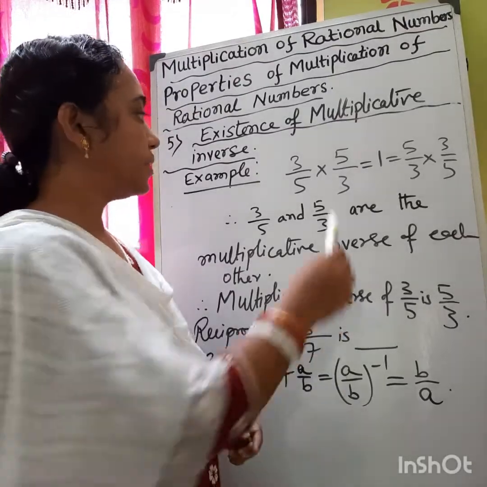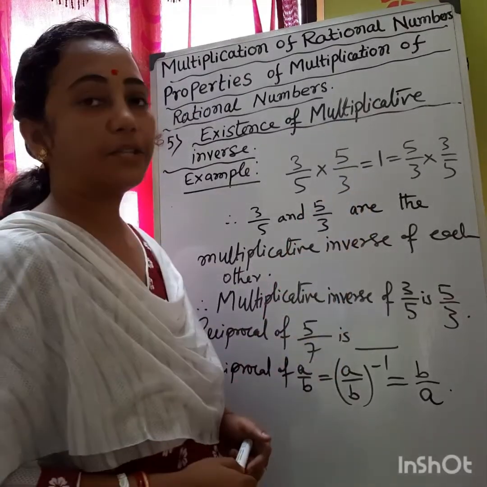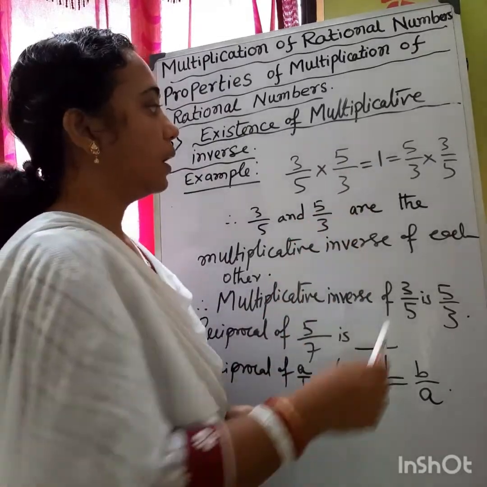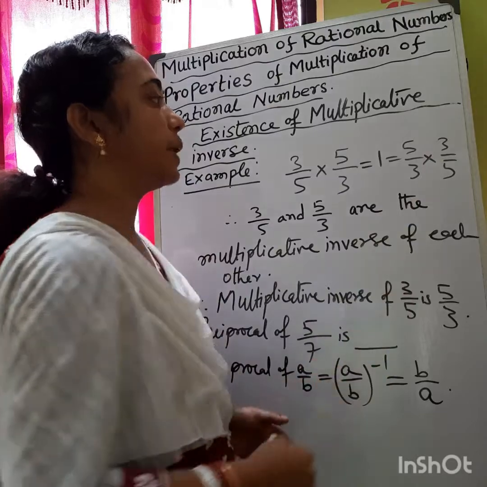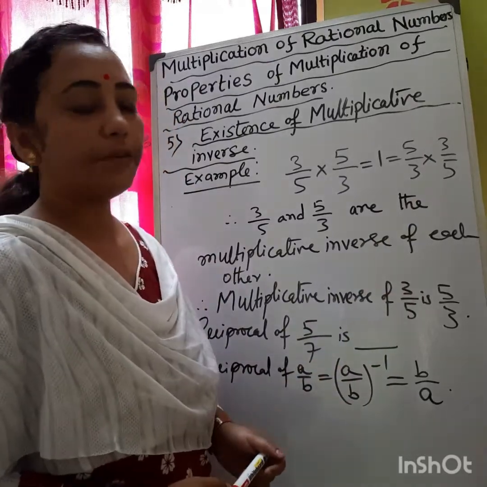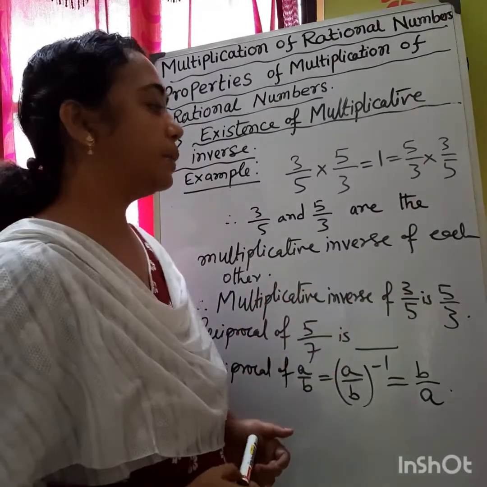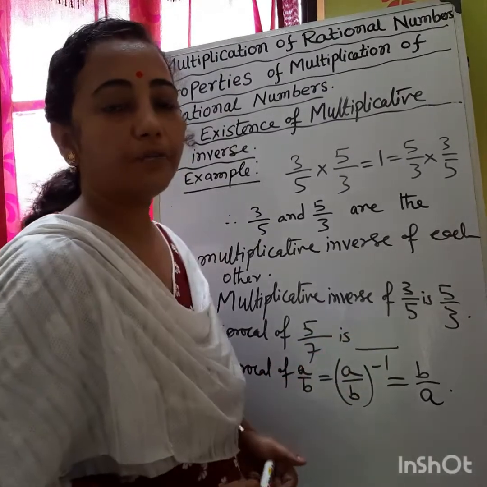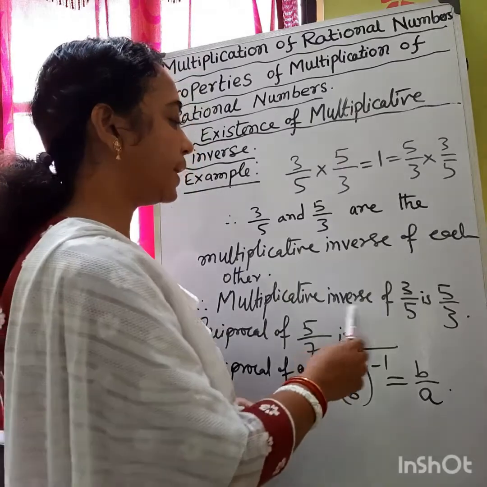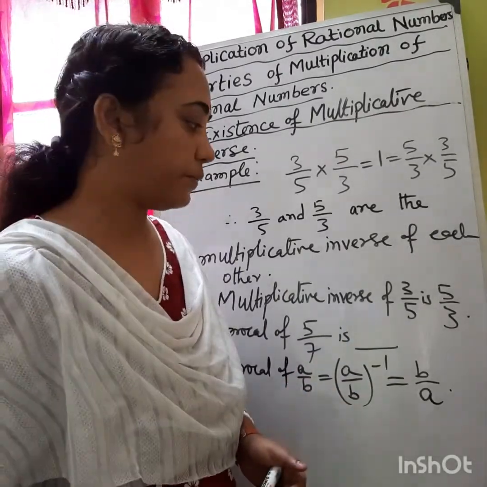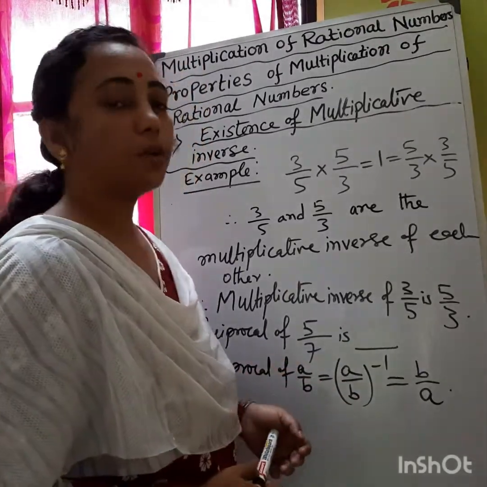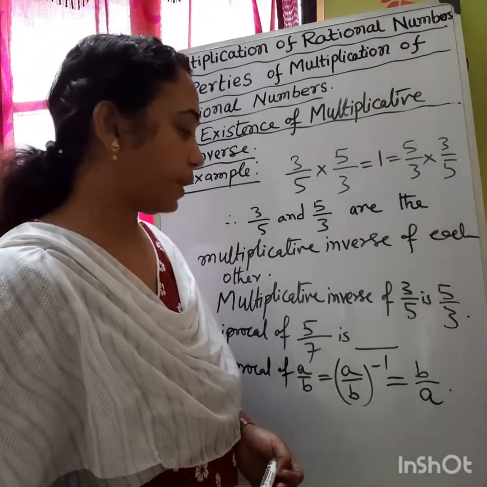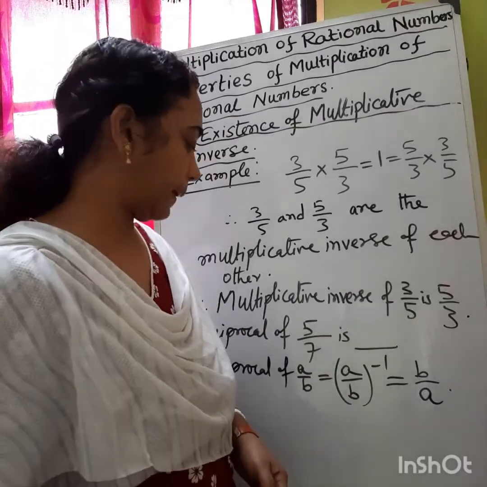For example, 3 by 5 multiplied by 5 by 3 is equal to 1, because 3 5s are 15 and 5 3s are 15, is equal to 5 by 3 multiplied by 3 by 5. So 3 by 5 and 5 by 3 are the multiplicative inverse of each other. That means multiplicative inverse of 3 by 5 is 5 by 3 and multiplicative inverse of 5 by 3 is 3 by 5. Or we can say reciprocal of 3 by 5 is 5 by 3, or reciprocal of 5 by 3 is 3 by 5, because their product is 1.